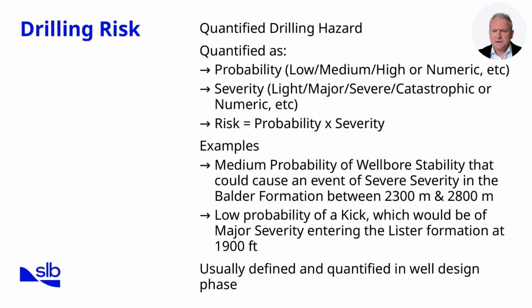For example, if we identify a medium probability of wellbore instability in the Boulder Formation between 2,300 and 2,800 meters, with severe potential consequences, this represents a significant drilling risk requiring proactive management. Another case might be a low probability of a kick while drilling into the Lister Formation at 1,900 feet, but if the severity is major, it still warrants attention in the well design.